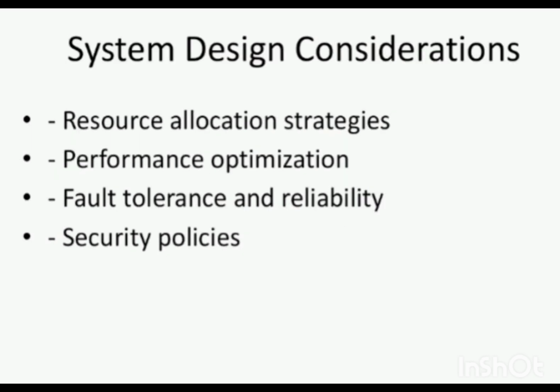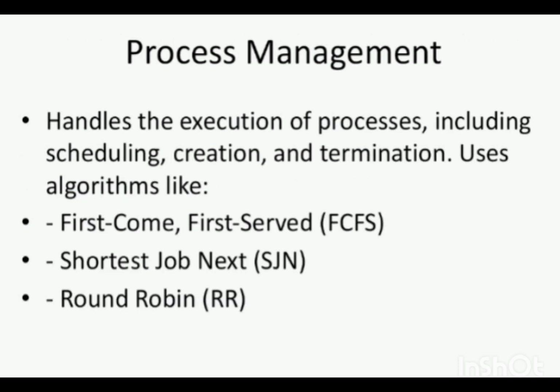Next, system design considerations: resource allocation strategies, performance optimization, fault tolerance and reliability, security policies. Next, process management handles the execution of processes, including scheduling, creation, and termination. It uses algorithms like first come first served, FCFS, shortest job next, SJN, and round robin.